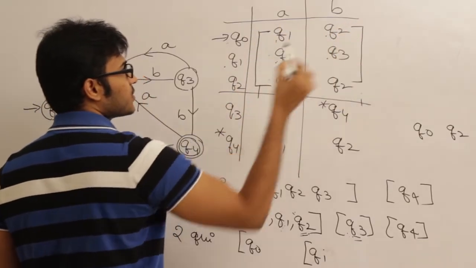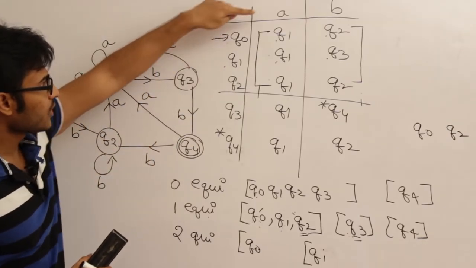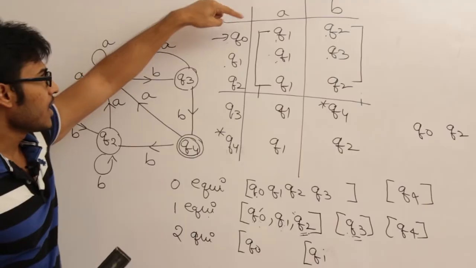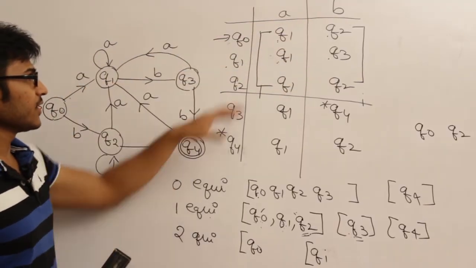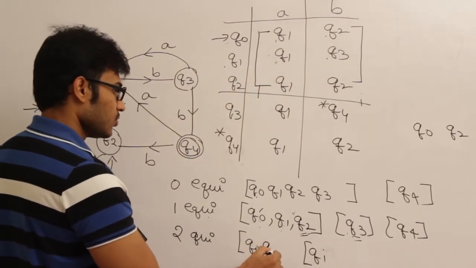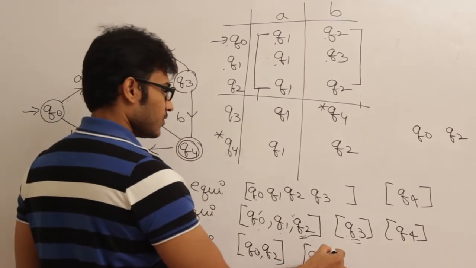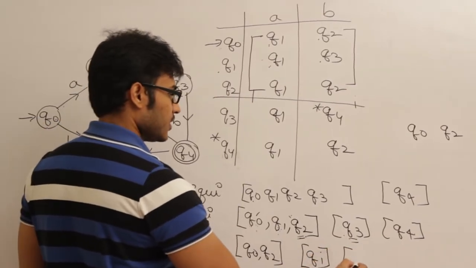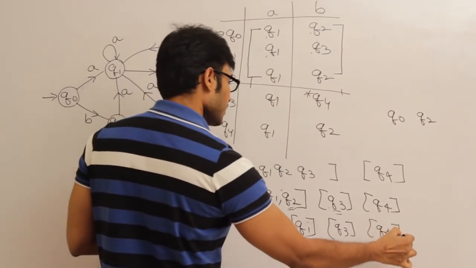See this, on A both Q0 and Q2 are going to Q1, and on B both are going to Q2. Therefore they are definitely equivalent, since they are going to the same states. So Q0 and Q2 are definitely equivalent. Now what about Q1? It got separated. What about Q3? It got separated earlier. What about Q4? Yes, it got separated.